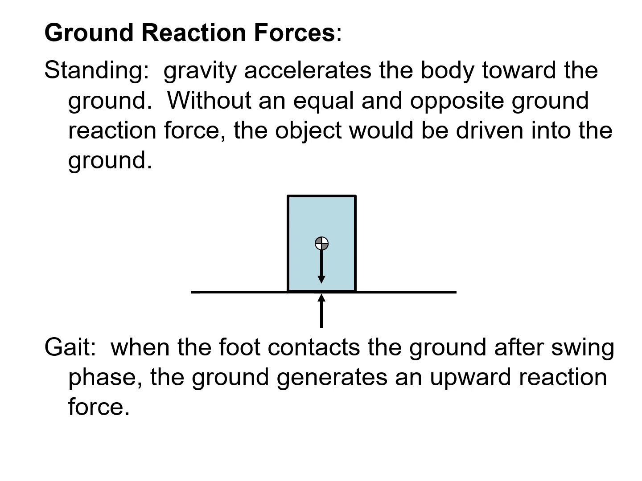When we're looking at gait, when a person's walking, when the foot contacts the ground after the swing phase, the ground generates an upward reaction force. So our foot then complies by going upwards, and if we're pushing against the ground like this, the ground will then push against us like that. So we go forward and up and to the right.